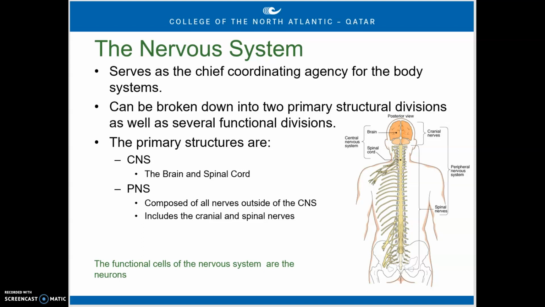The peripheral nervous system is going to be composed of all of the nerves that are outside the central nervous system, as well as the cranial nerves and the spinal nerves. Now the cranial nerves are the nerves that come directly off the brain, and the spinal nerves are the nerves that come directly off the spinal cord.